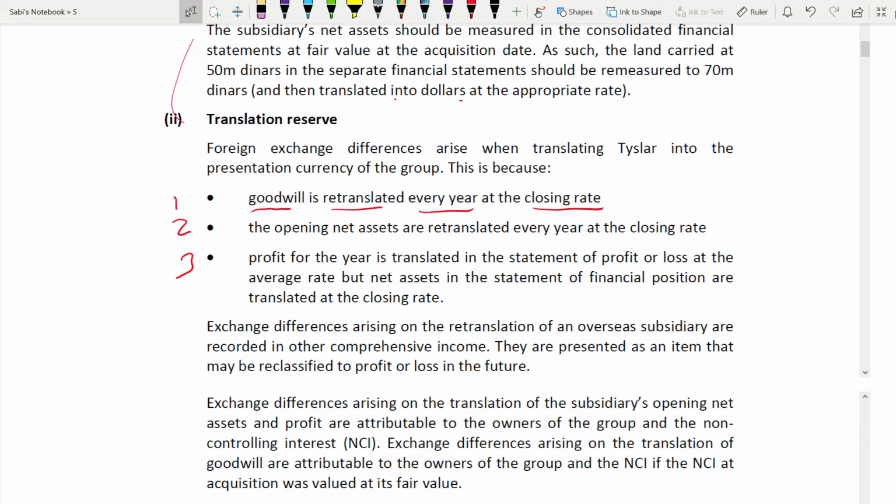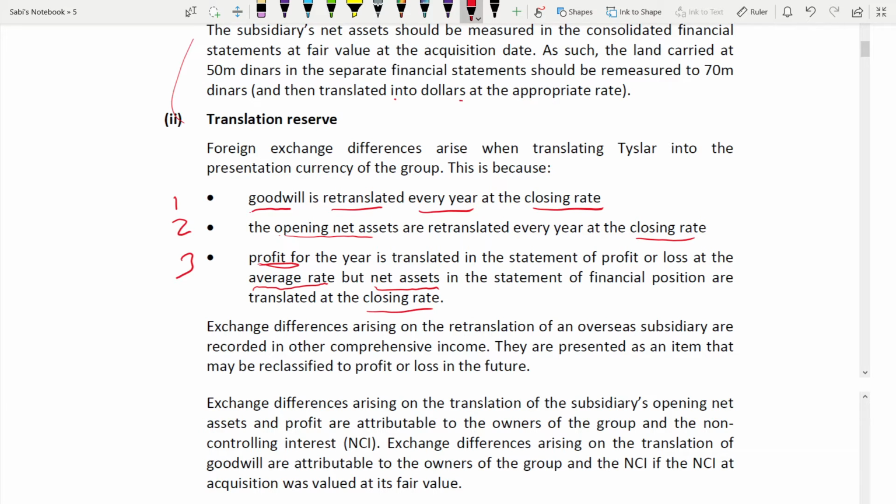Coming to the next, the opening net assets are retranslated every year at the closing rate. The opening net assets are translated at the closing rate too, same like goodwill. Third, profit for the year: profit is translated in the statement of profit or loss at the average rate. This is a different rate. But the net assets, definitely in the net assets we have profit, right? So that is the average rate. Net assets are translated at the closing rate.